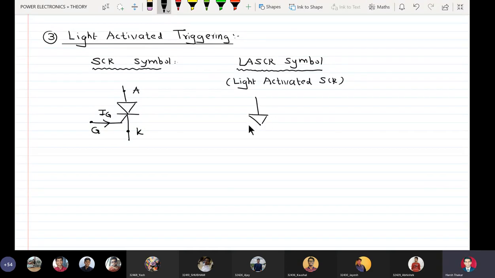The symbol is like this: anode, cathode, gate is there, but then I will show lambda here. Lambda indicates that it is a photosensitive, light activated SCR. These SCRs find applications in high voltage electrical engineering, where you have to trigger the SCR but you cannot connect it electrically. So light pulses are made to fall on the gate region, and then the junction J2 is populated with charge carriers.